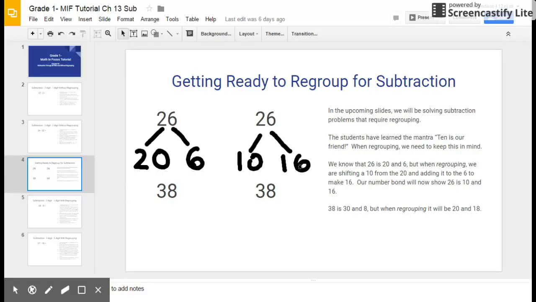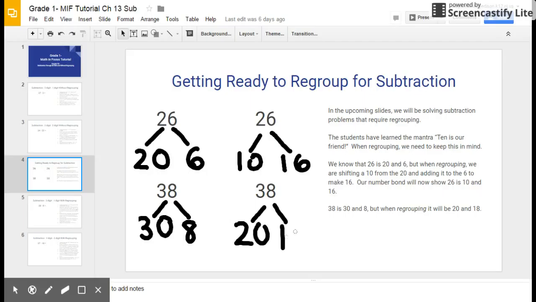Okay. 38 breaks down into 30 and 8. However, when we are regrouping, we need to shift a 10 from that 30 over to the 8. So our number bond will be 20 and 18.